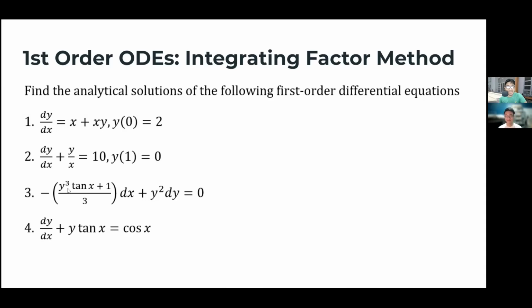It is not exact because the partial derivative here with respect to y is y squared tangent x. The partial derivative of this with respect to x is 0. So this is not number 3.